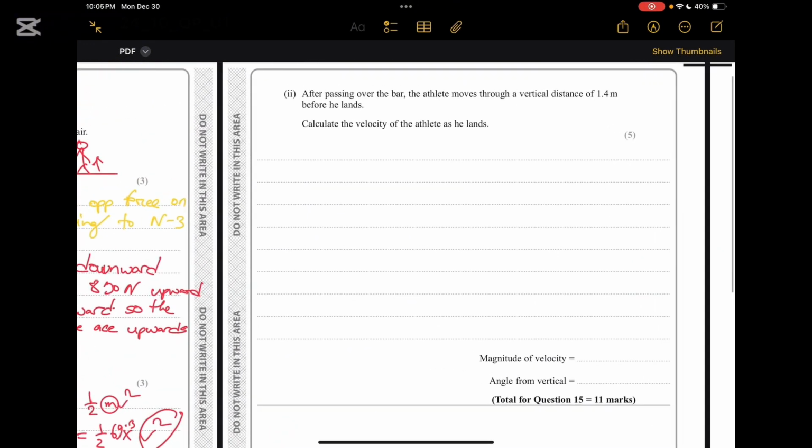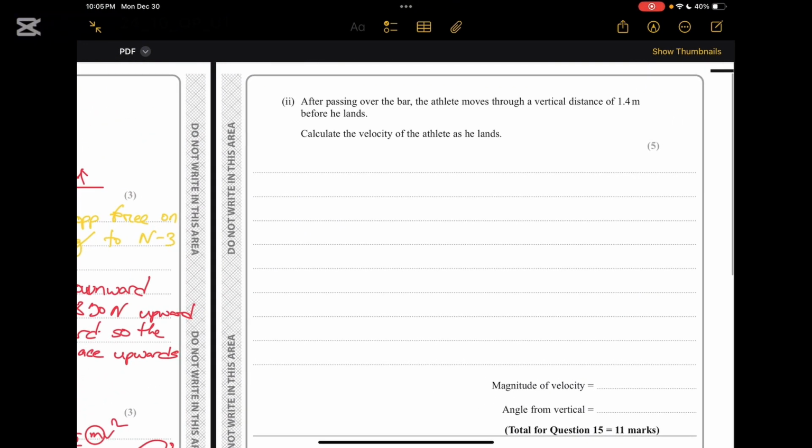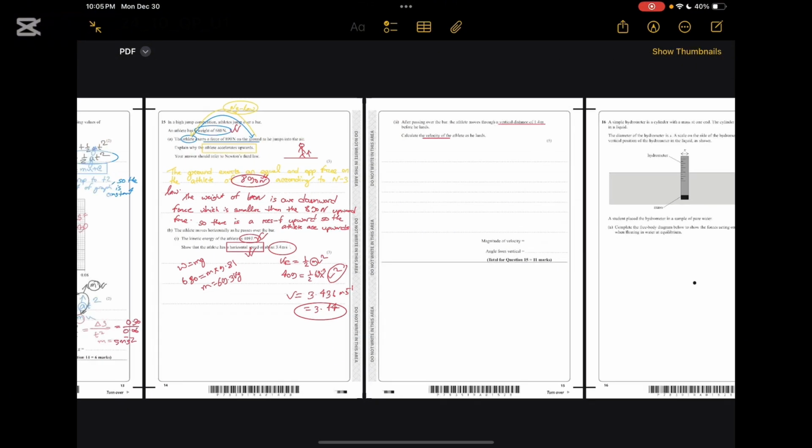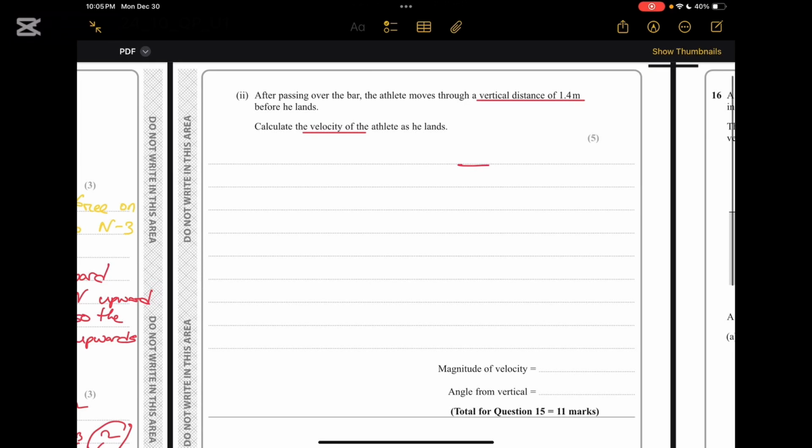Moving forward to the next question, they have said after passing over the bar, the athlete moves through a vertical distance of this. As they have mentioned the vertical distance, they have asked us to calculate the velocity of the athlete. Previously we found the horizontal speed, which was 3.44, and as it has a horizontal velocity, it will definitely have a vertical velocity.